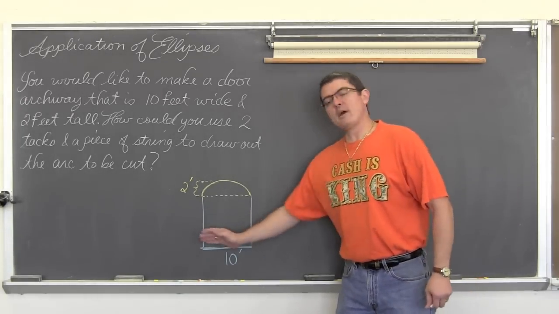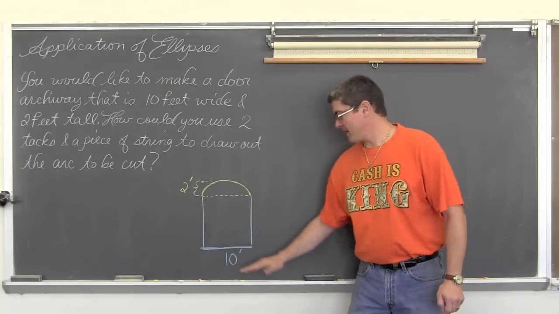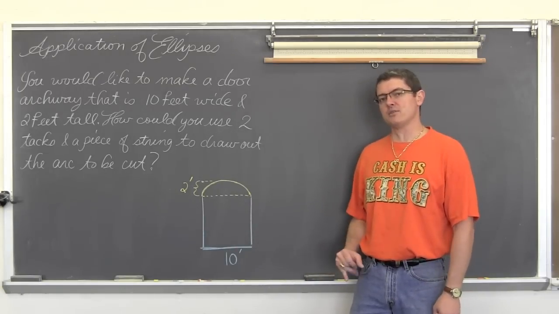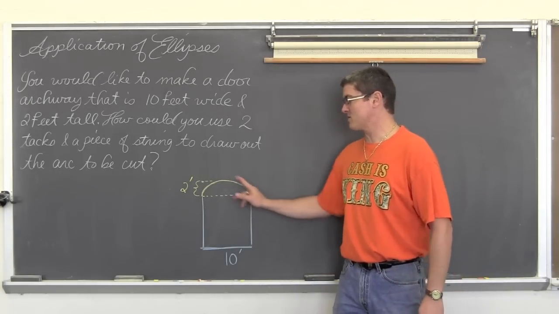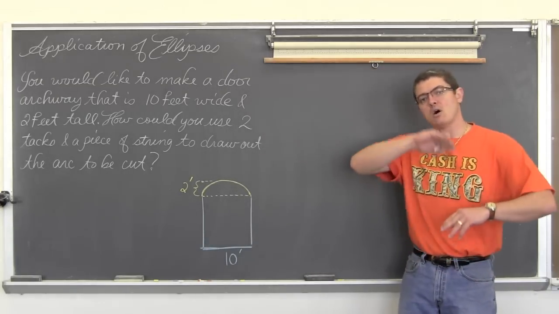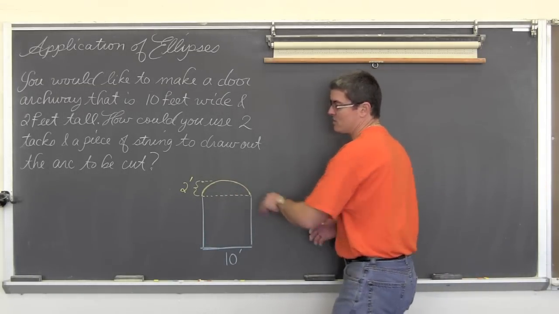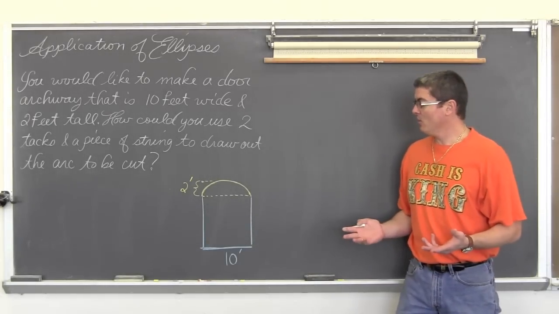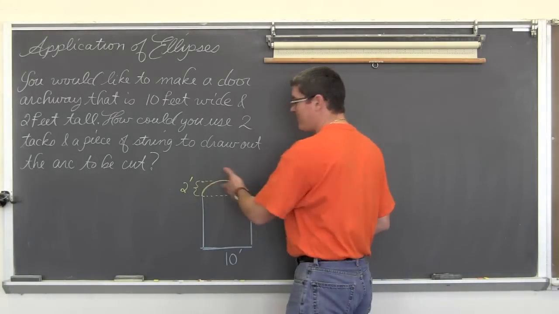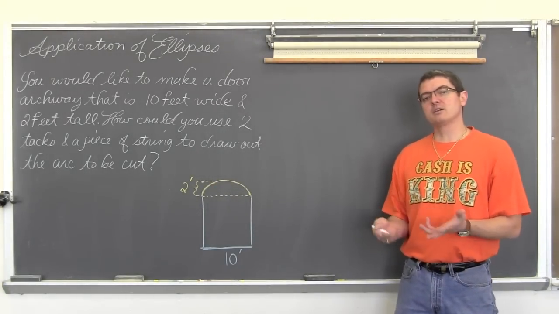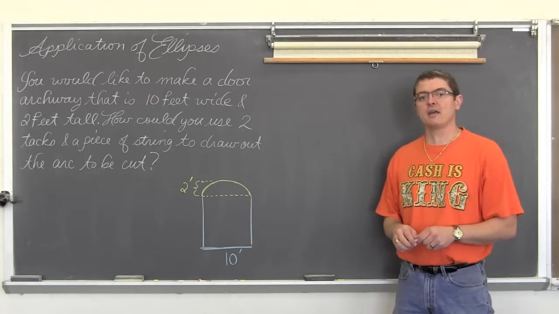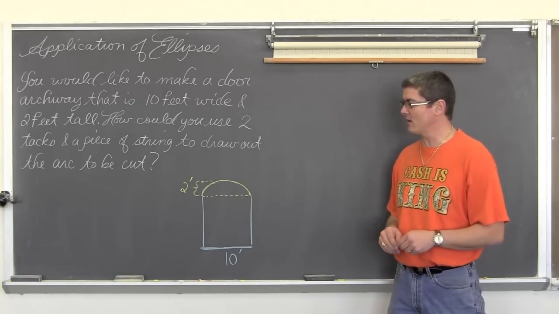So we have this doorway that's 10 feet wide, and I'm not really concerned about how tall the doorway is. We just at the top of this doorway want to build an arch to it, and we want that archway to be 2 feet tall. So how are you going to be able to draw this perfectly on a construction site just using a tack and 2 tacks and a piece of string?